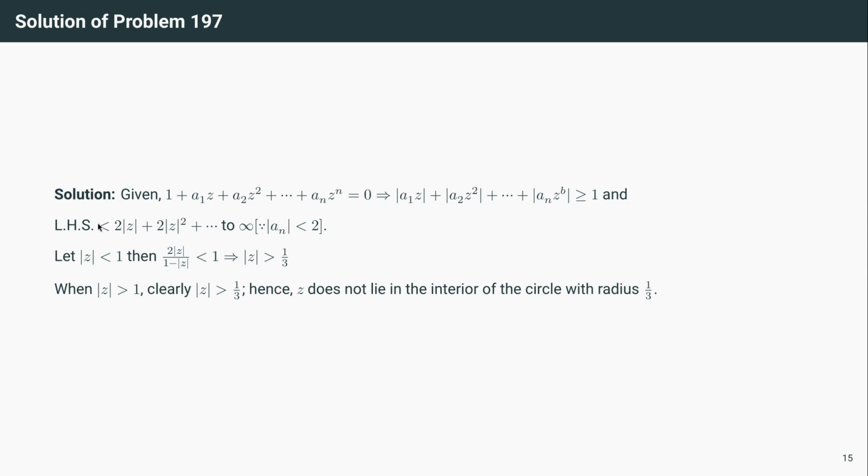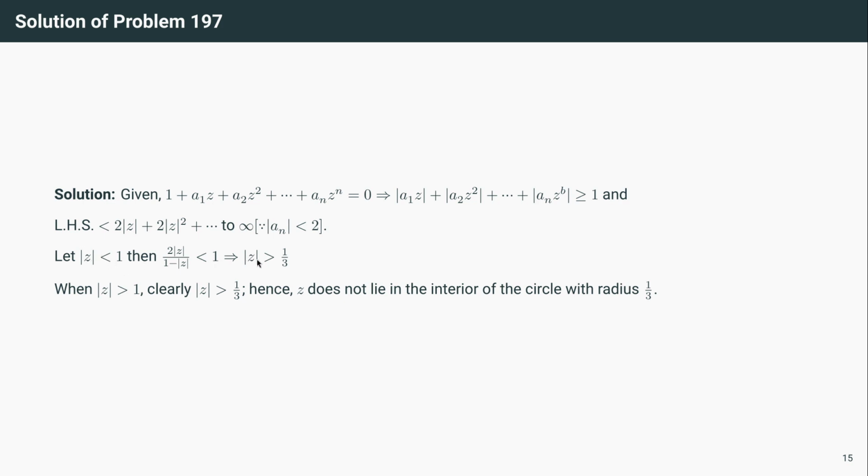Now, on the left hand side, we are given that mod an is less than 2, so we substitute 2 for all of these a1, a2 and so on. So we get 2 mod z plus 2 mod z square and so on. We expand this up to infinity. We make n tending to infinity. Now the sum of this is 2 mod z by 1 minus mod z, which will be greater than or equal to 1 in case mod z is less than 1.